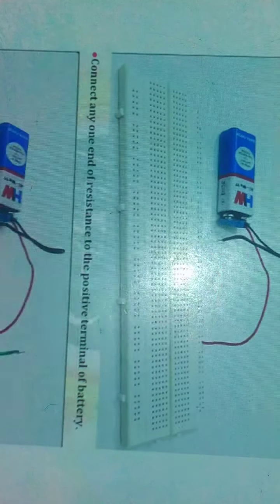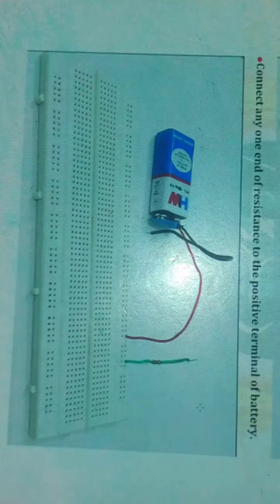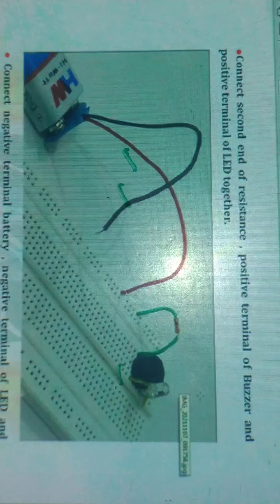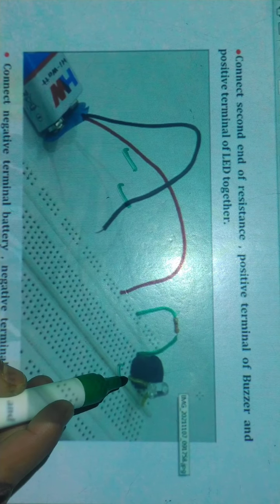See the procedure of how it is designed. Take your breadboard, connect the positive terminal, the red wire of the battery, to holes of the breadboard, connected. Second, connect any one end of the resistance to the positive terminal of the battery, connected. Then the next step is to connect the second end of the resistance, the positive terminal of the buzzer and the positive terminal of the LED together, connected.